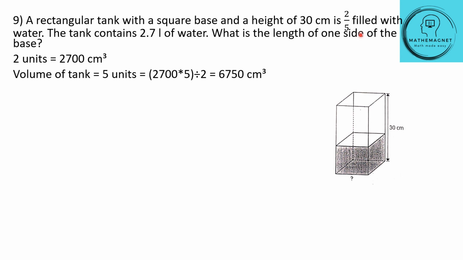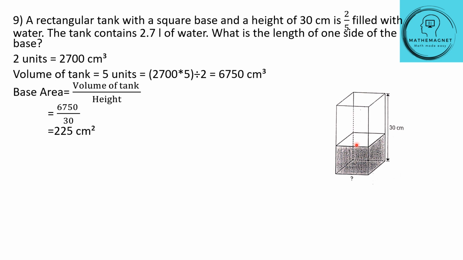The volume of the entire tank now becomes 6750 centimeter cube. Now we know the volume of this tank, we know the height of this tank, so we can find the base area, which is volume by height, which is equal to 6750 divided by 30, which is equal to 225 centimeters square.